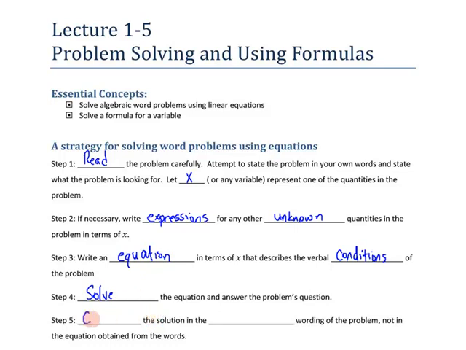Last step is always a good idea. In fact, I would require this. You check your solution in the original wording of the problem. Make sure that your solution makes sense and satisfies the actual statement of the problem and not necessarily the equation you came up with, because it's possible that you may have made a mistake in setting up the equation. So if you check your solution in the original wording of the problem, you will be able to confirm that it actually is the right answer to the question.